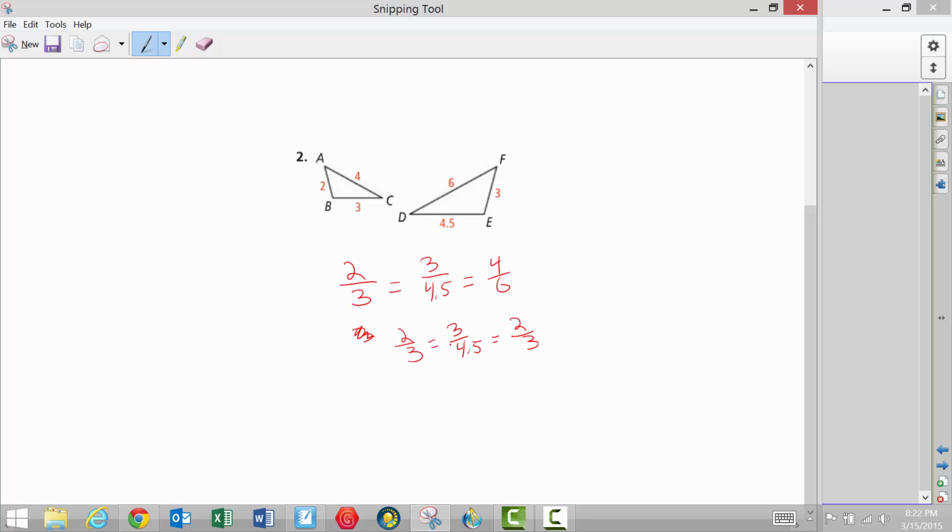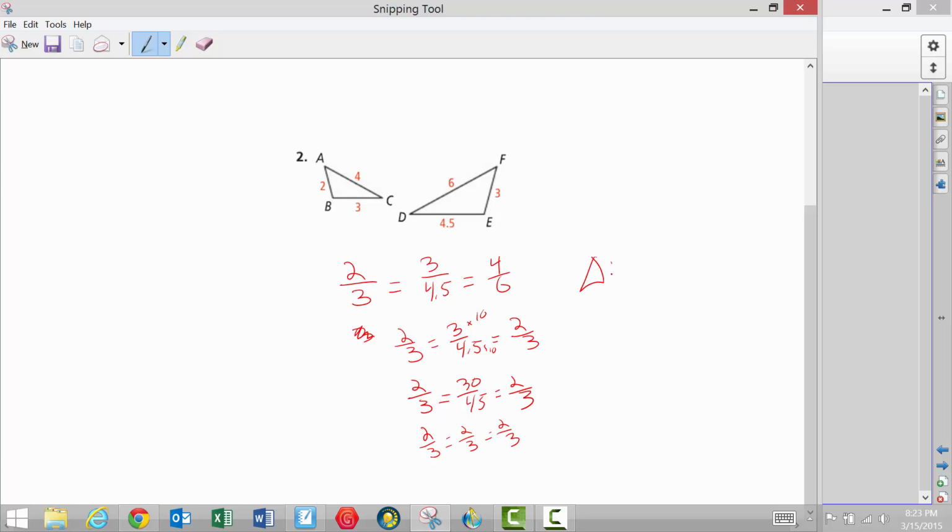Well, I have to convert because remember, no decimals allowed in a ratio. So I have 2 thirds equals, I'm going to multiply by 10, I have 30 over 45 equals 2 thirds. Well, 30 over 45, I can now reduce. 30 over 45 is 2 thirds. It's 15. 15 goes into 30 and 15 goes into 45. So I have 2 thirds, 2 thirds, 2 thirds.